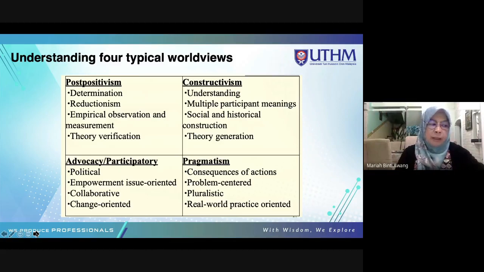For advocacy or participatory, it's concerned with political empowerment, issue oriented, collaborative, change oriented. And the last one, for pragmatism, namely consequences of actions, problem centered, pluralistic, real world practice oriented.